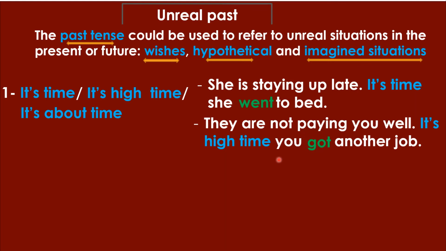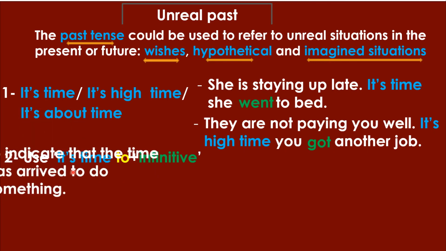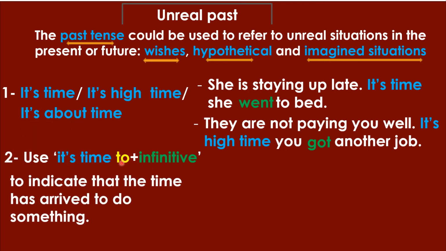Okay. Let's have a look at it's time. When used with to, of course it's going to be followed by the infinitive. هنشوف بقى it's time لما يجي بعدها to. طبعا بعد طالما فيها to هنستخدم المصدر. And again it indicates that the time has arrived to do something. طبعا في الحالة دي برضو بتشير إن حان الوقت لعمل شيء لشيء ما. Let's have a look at an example.